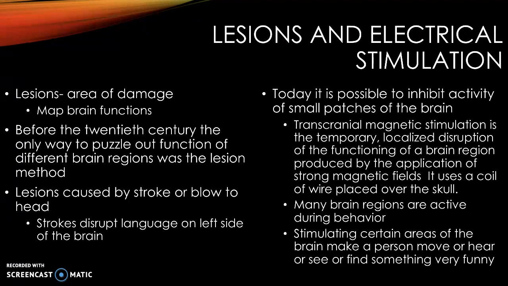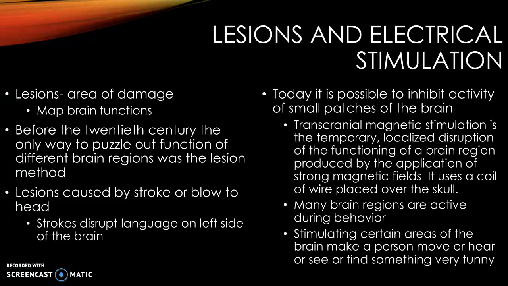Today, technology allows us to see exactly which parts of the brain have been damaged in a living patient, but in the past, scientists could learn which part of the brain was damaged only after the patient had died and the brain was removed for examination. Lesions are often caused by strokes or blows to the head, and strokes can disrupt language on the left side of the brain. Today, it is possible to inhibit activity of small patches of the brain temporarily, like a reversible lesion.